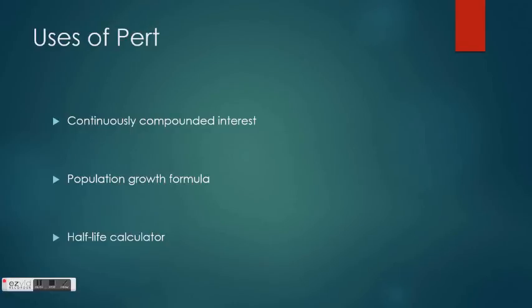So, uses of PERT. Here are the 3 basic uses. We have our continuously compounded interest. We have the population growth formula. So if something's talking about the population of a certain place with a specific growth rate, we're using PERT. Or half-life calculator. So if you're talking about the half-life of a chemical, you can use that to determine how old something is by measuring the amount of chemical it's in currently based on what used to be there. So those are some uses of PERT. Make sure you remember which is which, and see you next video.